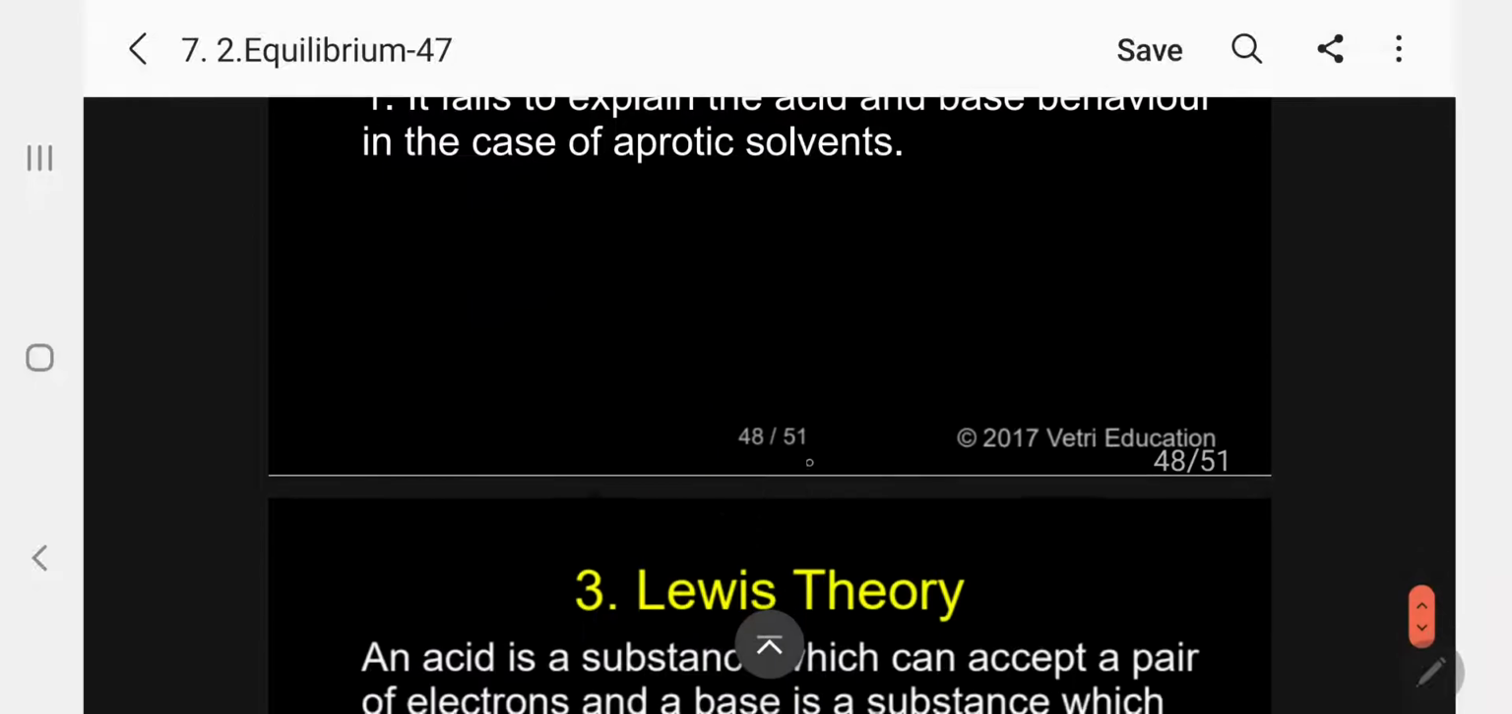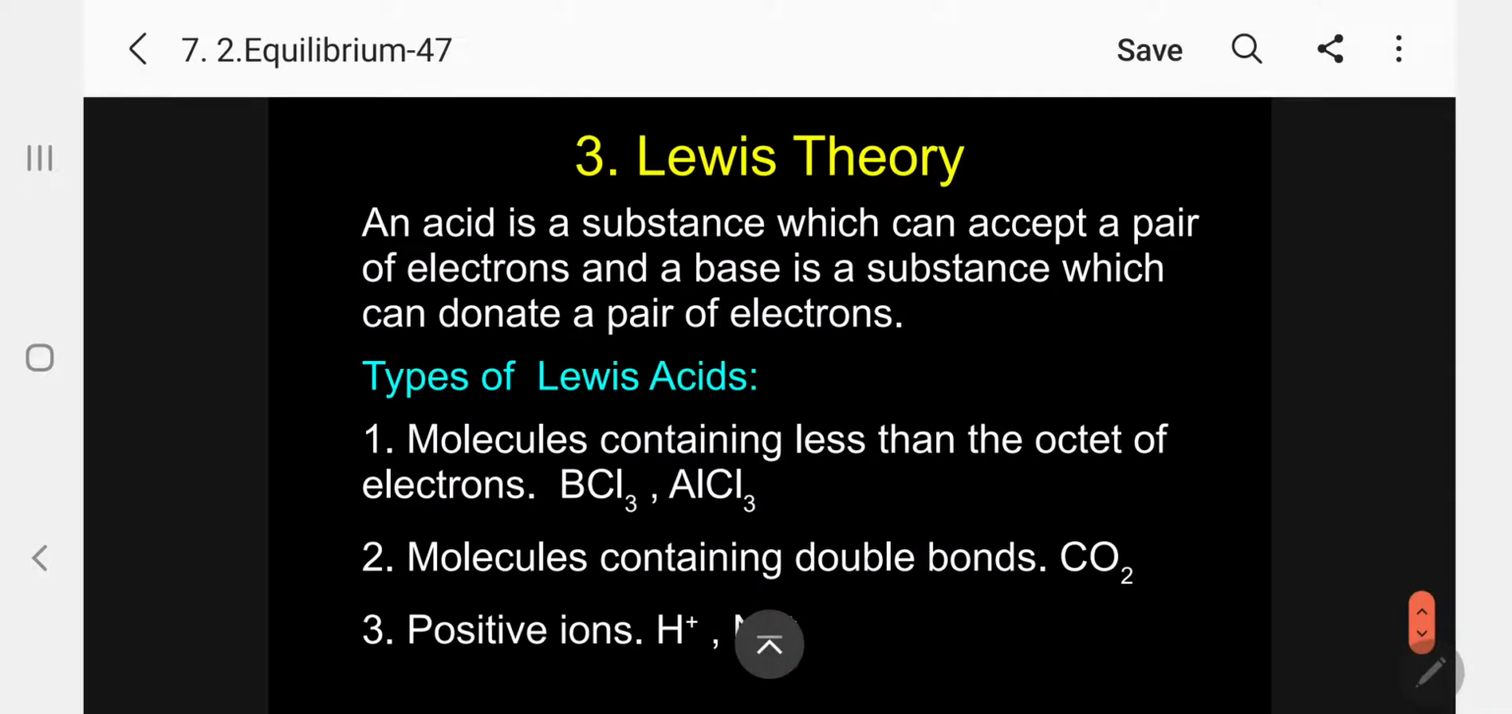Kindly follow. Now let me go to the third, the Lewis theory. I told you this is a modern theory. An acid is a substance which accepts a pair of electrons. Please follow, everything else we are leaving. No ions, we are speaking only in terms of electrons. An acid is a substance which can accept a pair of electrons, and a base is a substance which will donate a pair of electrons.